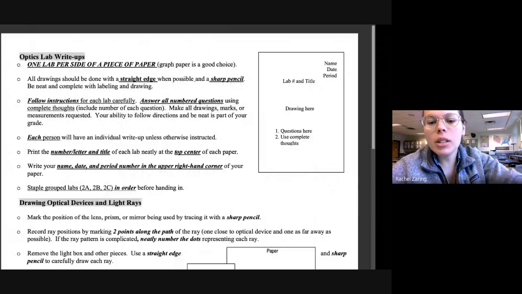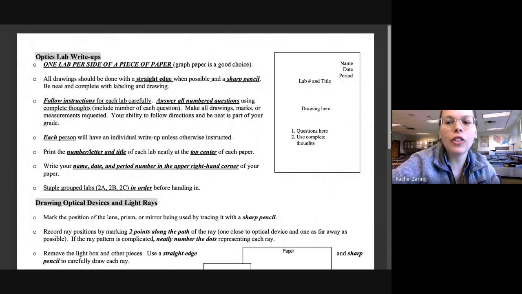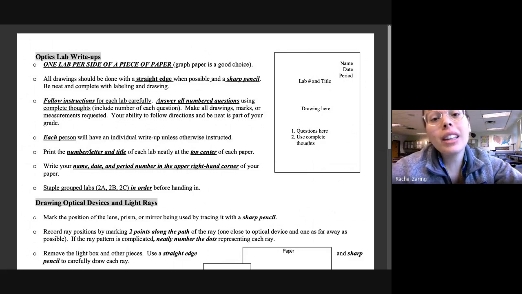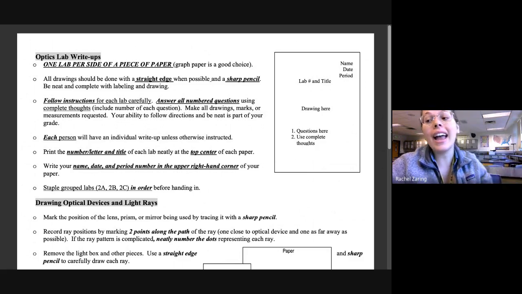So, some of the expectations that I have for you in your optics lab write-ups, the first most important thing that I want to say is that your ability to follow the directions and to be neat on these lab reports is part of your grade. So I'm expecting you to follow these rules as you move along, and we're going to do a lot of labs in this unit, as I said. So every single lab is on one lab per side of paper, and graph paper is usually your best option to complete these lab reports on.